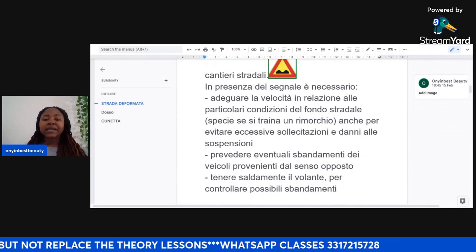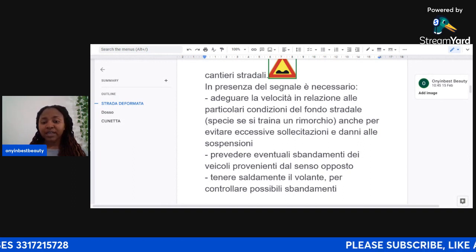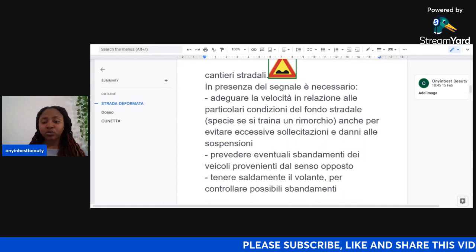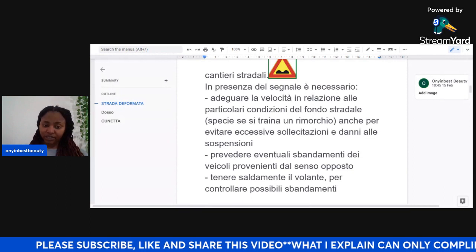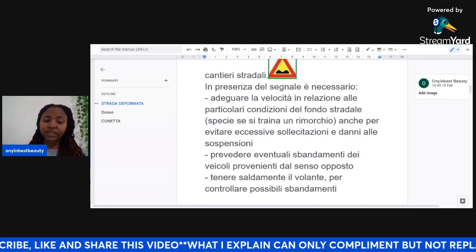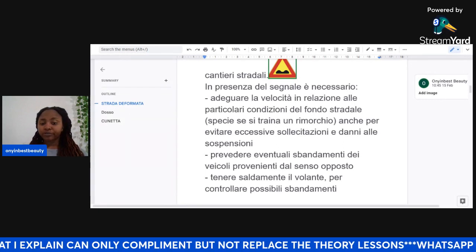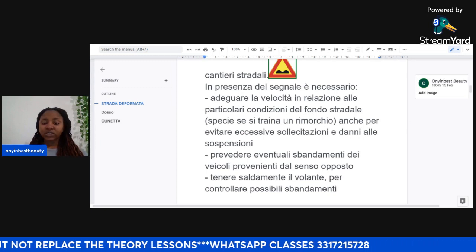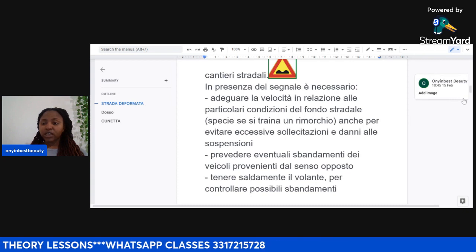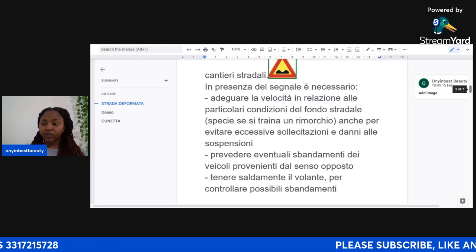In presenza dei segnali è necessario adeguare la velocità in relazione alle particolari condizioni dei fondi stradali, specie se si traina un rimorchio. Now, in the presence of this signal, it is necessary for you to moderate your speed in relation to the condition of the road, especially when you're towing a trailer. Anche per evitare eccessive sollecitazioni e danni alla sospensione, and to avoid excessive stress and damage to your shock absorber, your suspensione.